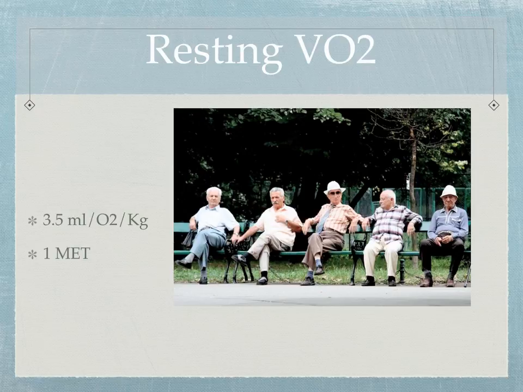And 1 MET is the amount of oxygen our body needs and uses to meet our resting demands. So if we're sitting quietly, usually our body uses 3.5 milliliters of oxygen per kilogram, which we just have an easy way of saying is 1 MET. So a MET is a multiple of 3.5 milliliters.